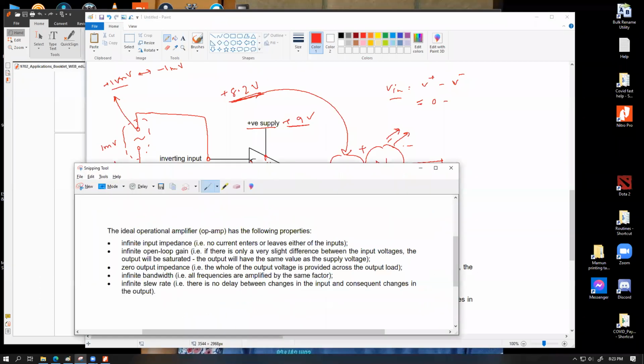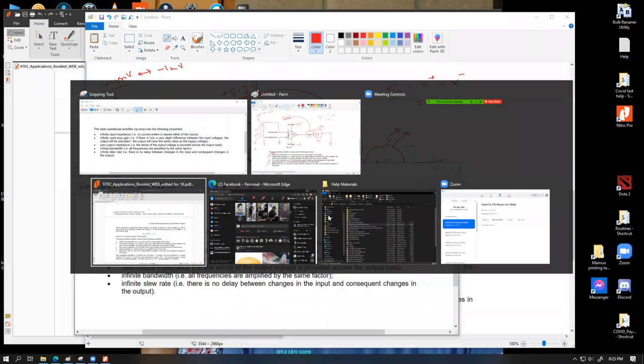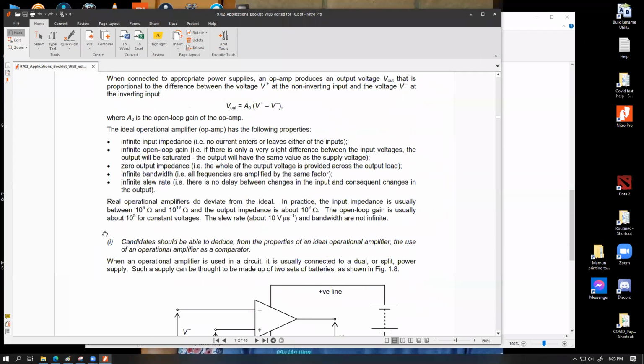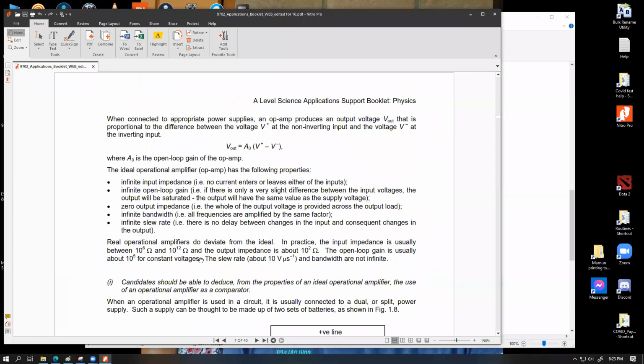Practical op-amps, on the other hand, have a limited range of bandwidth for how much they can work. Have a look. It says that real operational amplifiers deviate from the ideal, obviously. In practice, the input impedance is usually between 10 to the power 6 ohm and 10 to the power 12 ohm. So it is a pretty high value of impedance. It's not essentially infinite. And output impedance is about 10 to the power 2 ohm. So that's not essentially close to zero, but it's significantly smaller compared to that.